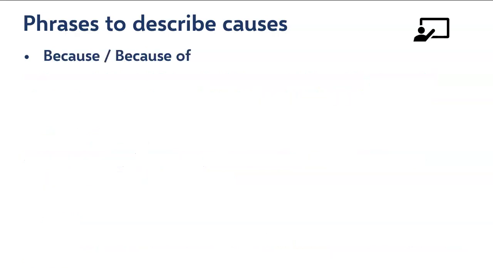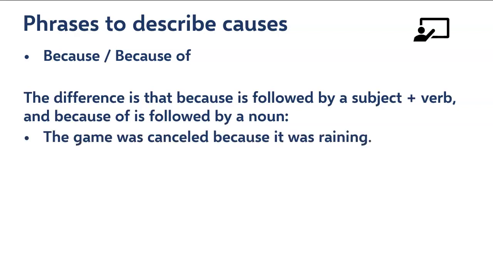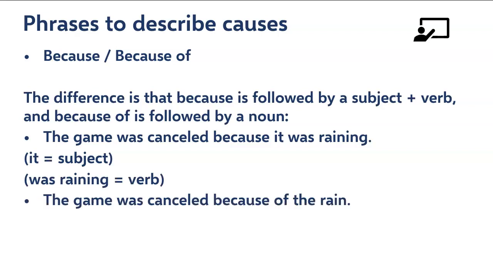Something else which you can use to describe causes is because and because of. But here you need to remember the rule. The difference is that because is followed by a subject plus verb and because of is followed by a noun. Let's take an example. The game was cancelled because it was raining. Because is followed by it, which is a subject. Was raining is a verb. Second example. The game was cancelled because of the rain. Now because of is followed by the rain, which is a noun.